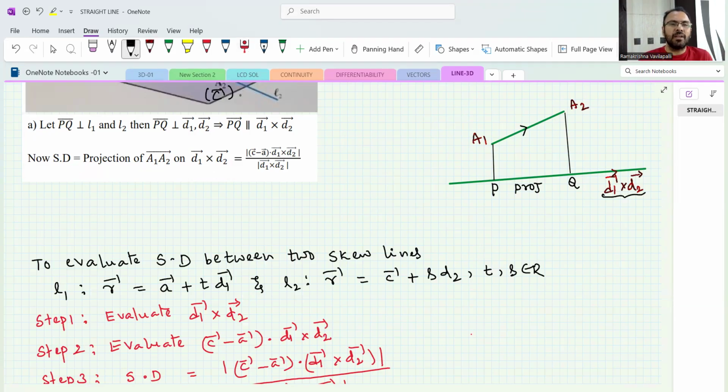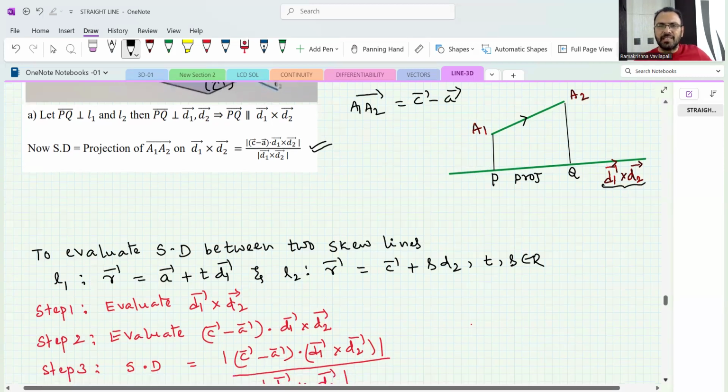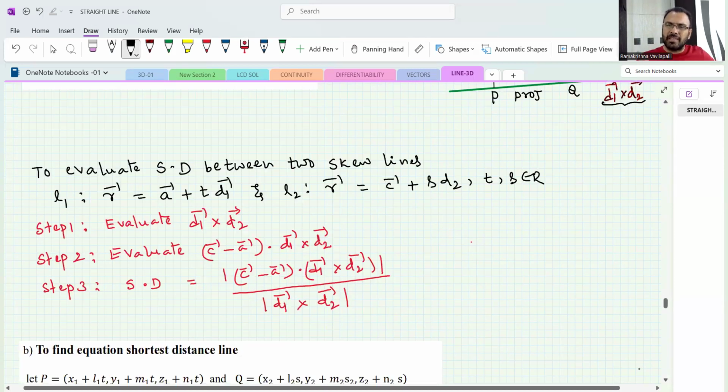So what is the A1A2 bar vector? It is nothing but C bar minus A bar. So we want to find the projection of C bar minus A bar on D1 bar cross D2 bar. You apply that formula, and this is the shortest distance between skew lines. So what is the procedure? We can finish the shortest distance between skew lines in just 3 steps.